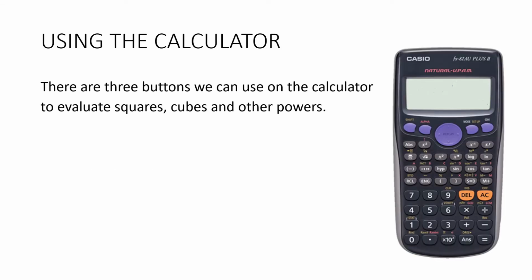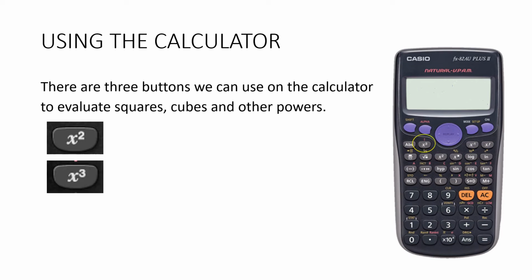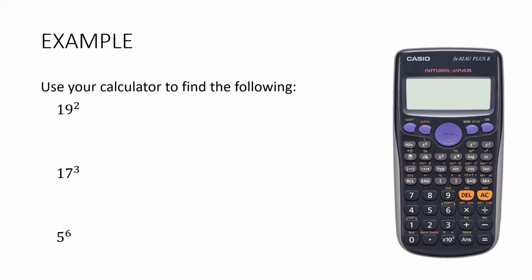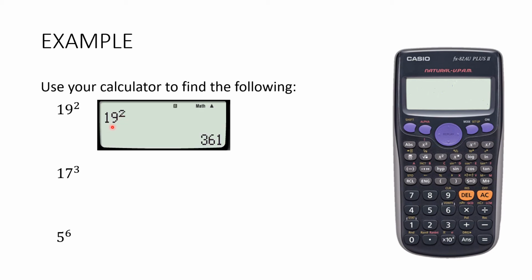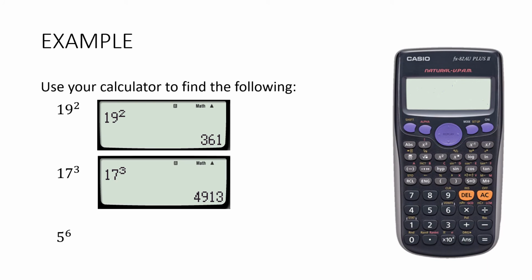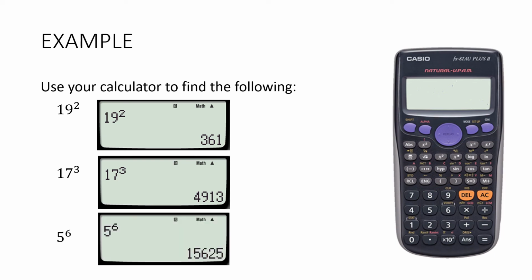Now there are 3 buttons we can use on the calculator to work out the value of squares, cubes, and other powers. And they are the x squared button, the x cubed button, and the x to the power of anything button. Okay, pause the video and grab your calculator and try and work out these. Right, 19 squared. We're going to use this button here. The display will end up looking like this, and that is 361. 17 cubed, we're going to use this button. Gives us 4,913. And 5 to the power of 6, we're using this button here, and we end up with 15,625.